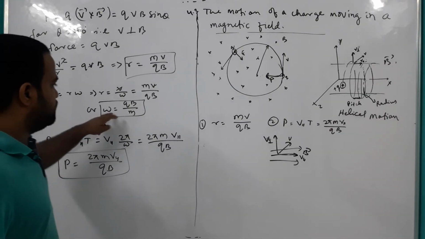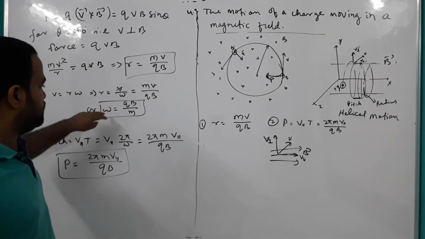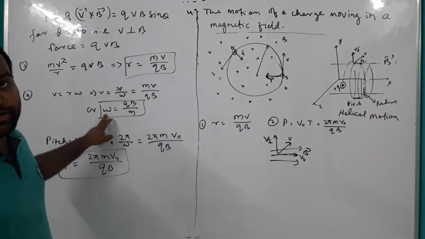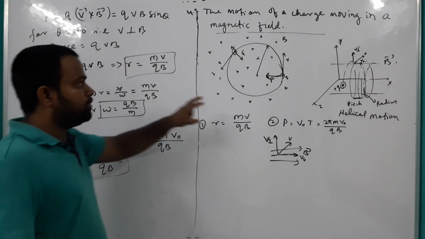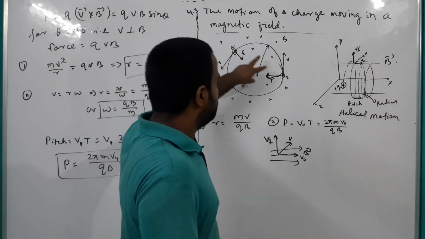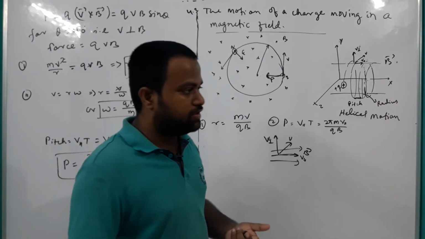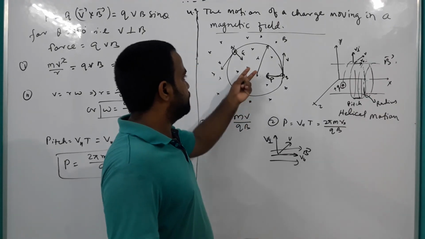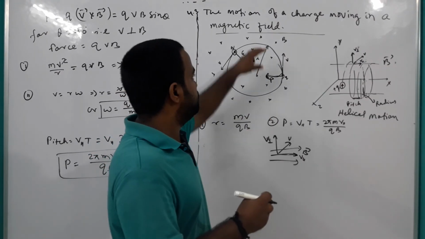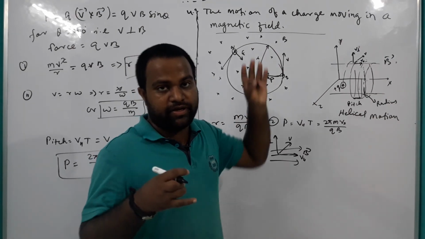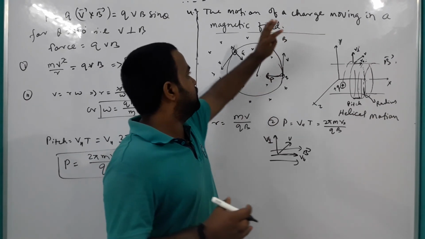Two things are important. One is that this frequency is independent of velocity or your energy. Another is the radius. The more the momentum of the particle, the more the radius, or the larger the circle. Then another thing: what is our aim, what is our goal of this discussion?